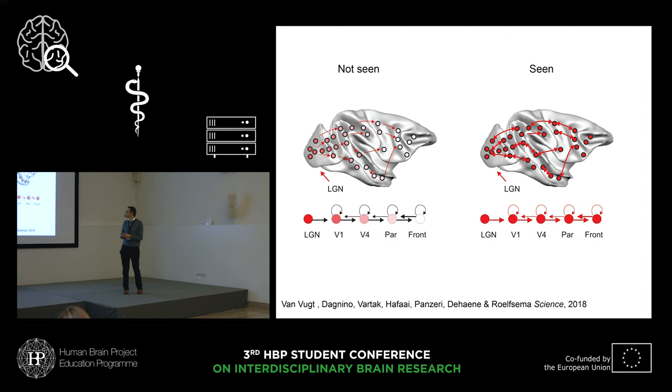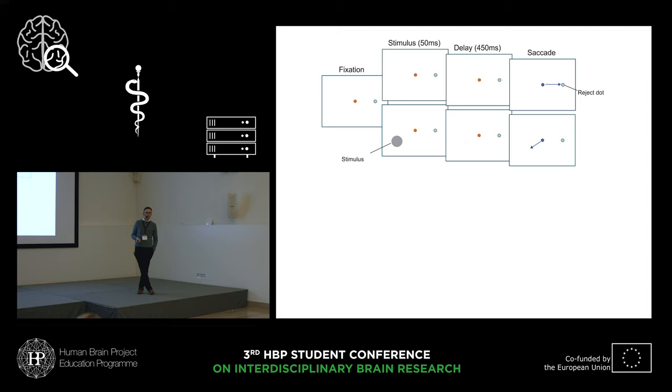Okay, so we trained monkeys on a very simple task, very straightforward. So on 50% of trials, we present a stimulus, just as you saw. And then there's a delay, and then the monkey was supposed to make an eye movement to the remembered location of the stimulus. And there was always this reject dot. So on those trials where he didn't perceive a stimulus, he was supposed to make an eye movement to the reject dot, right? Reporting that he hadn't seen any stimulus. So this is how it works.